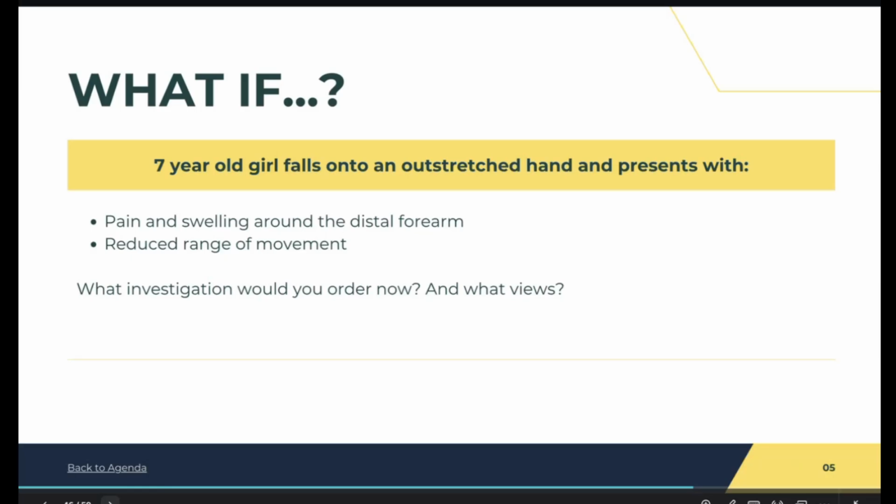So let's imagine that this girl has actually, again, fallen onto her outstretched arm. However, she presents with pain and swelling around the distal forearm this time, and also reduced range of movement. What investigation would you request now, and what views?